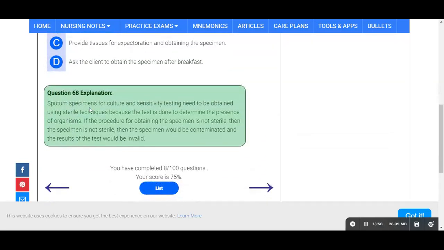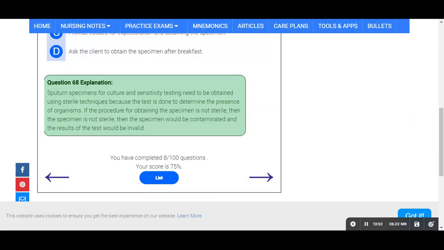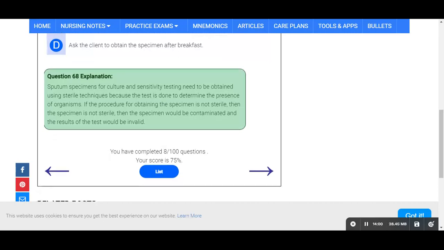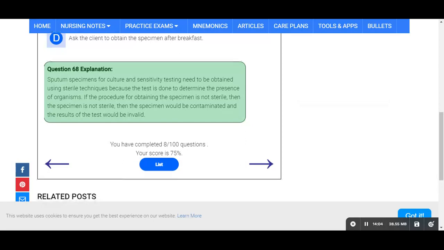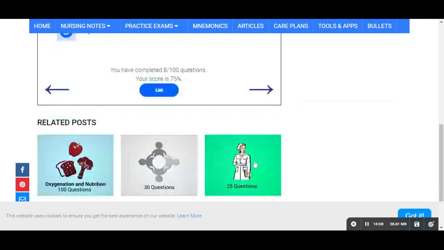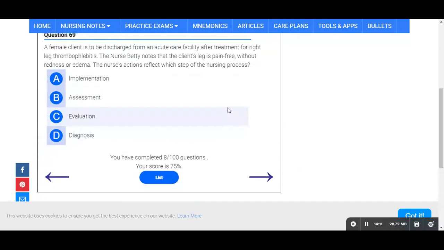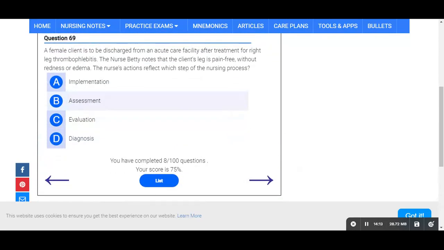So sputum specimens for culture and sensitivity testing need to be obtained using sterile technique because the test is done to determine the presence of organisms. If the procedure for obtaining the specimen is not sterile, then the specimen is not sterile, and the specimen would be contaminated and the results of the test would be invalid. That is true because there are other microorganisms on other surfaces and other containers. So it's very important to have the container sterile.